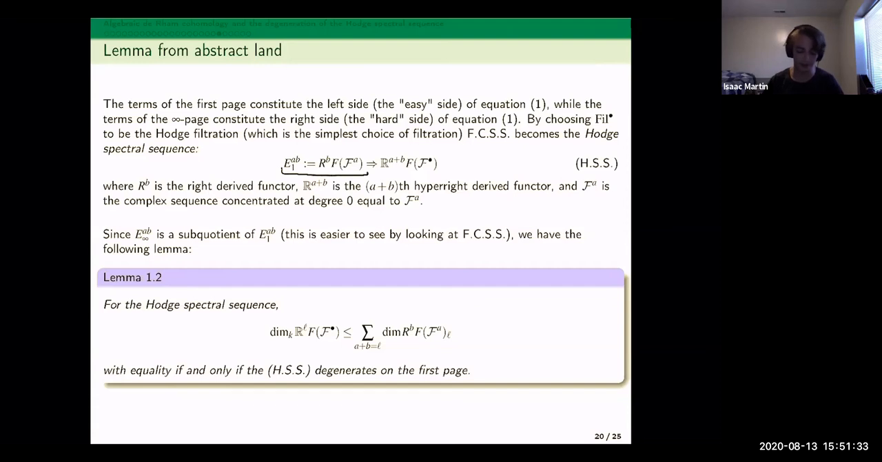And when we're in this setting, it's obvious that E infinity, the infinity page, is a subquotient of just the first page. And so that means that we always have, at least for abelian categories where dimension makes sense, this inequality right here. This always holds. And now we have equality right here exactly when the E infinity page and the first page are the same. So this is another way to rephrase the question, just this degeneration of the spectral sequence, this Hodge spectral sequence now, because we've chosen the Hodge filtration. It degenerates on the first page exactly when we have this equality of dimension.